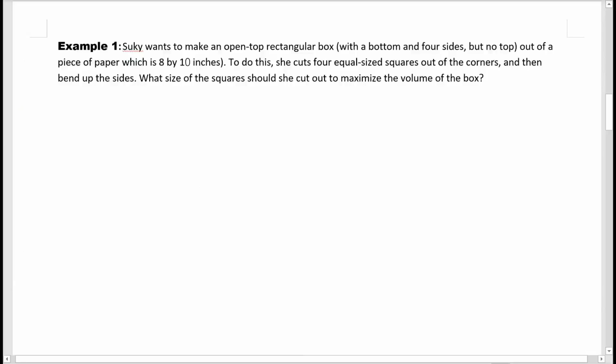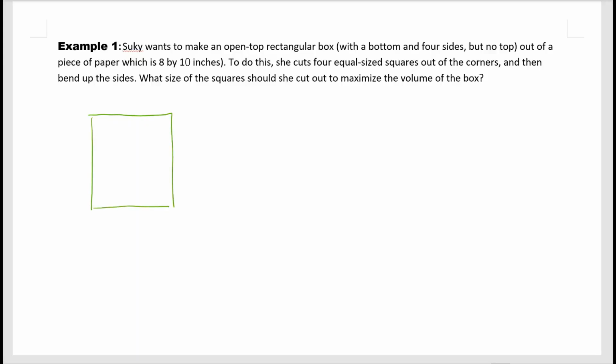Example 1. Suki wants to make an open top rectangular box with a bottom and 4 sides but no top out of a piece of paper that is 8 by 10 inches. So we have a piece of paper that is 8 by 10 inches. To do this, she cuts 4 equal size squares out of the corners and then bends the sides. So I bend the sides, then I form a box.